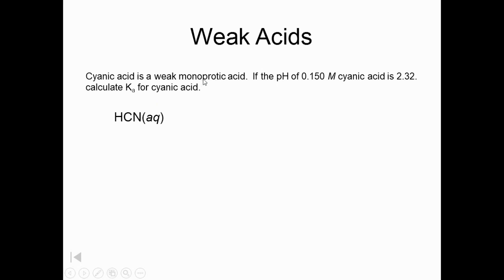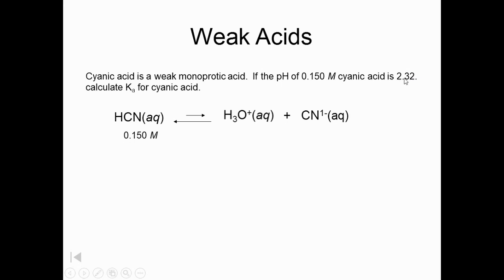It's a weak acid, which means it's going to be double arrows, and it's going to produce a proton because it is an acid, and what you're going to be left with is the cyanide ion. So now we've written an expression for it. Now, the question says, if the pH of this 0.15 molar cyanic solution, so we're given the concentration of the cyanic acid is 0.15 molar. That's important to know. And we're told that it has a pH of 2.32.